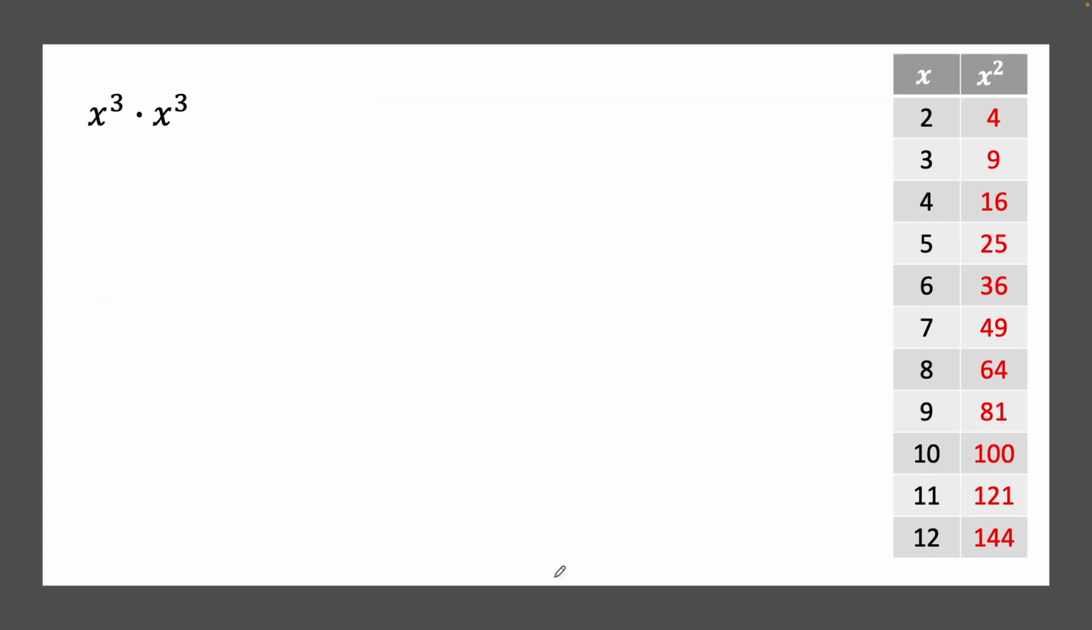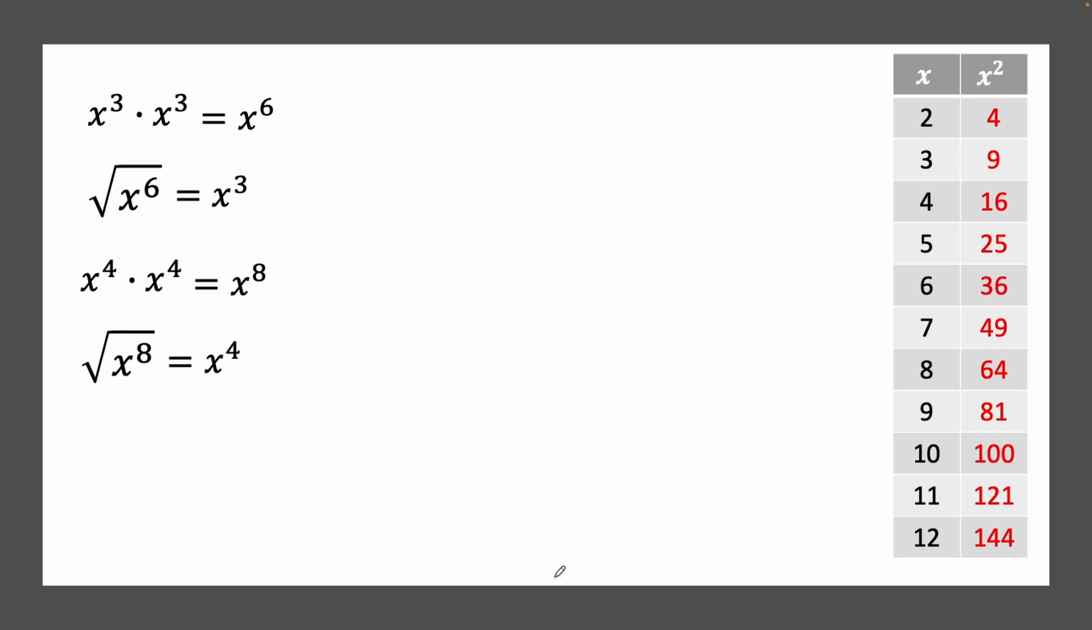What's x to the third times x to the third? Well, that's x to the 6th, because 3 plus 3 is 6. So therefore, the square root of x to the 6th is x to the 3rd. Okay, what's x to the 4th times x to the 4th? Well, that's x to the 8th. So if I take the square root of x to the 8th, I get x to the 4th.